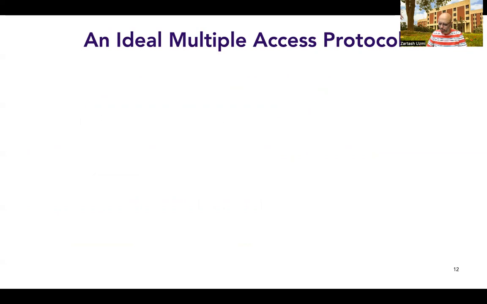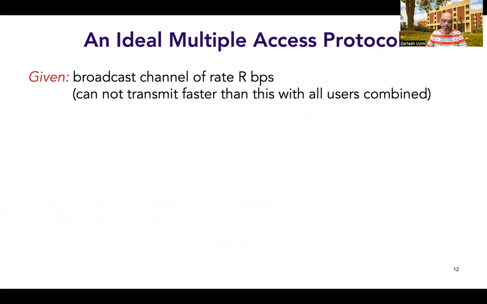Moving on from the human analogy, we are talking about the network interface cards who need to transmit packets, and we don't want multiple guys to be transmitting packets simultaneously. What is a multiple access protocol ideally? You are given a shared network resource, a broadcast channel whose rate is R bits per second. You can transmit, let's say, 100 megabits per second. You cannot transmit faster than that with all the users combined. But multiple guys cannot transmit simultaneously. They must take turns or do something else.